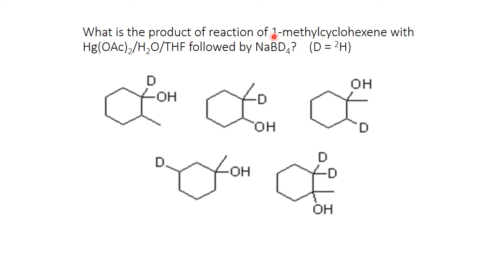What is the product of 1-methylcyclohexene with mercuric acetate and water, followed by sodium borohydride that has deuterium instead of the hydrogen?